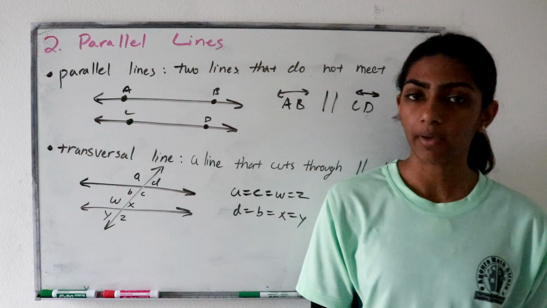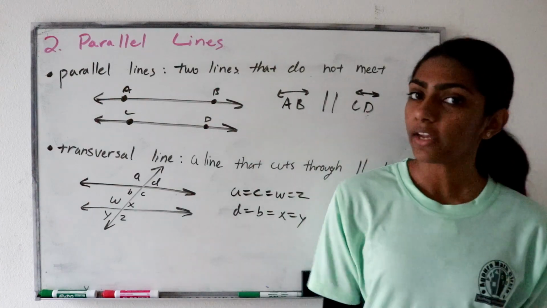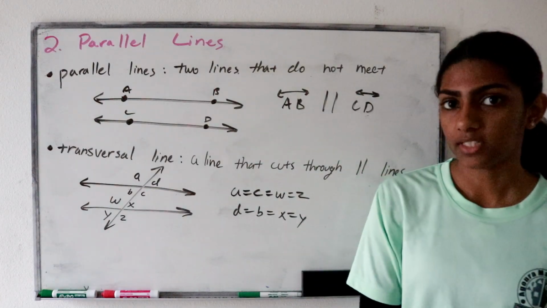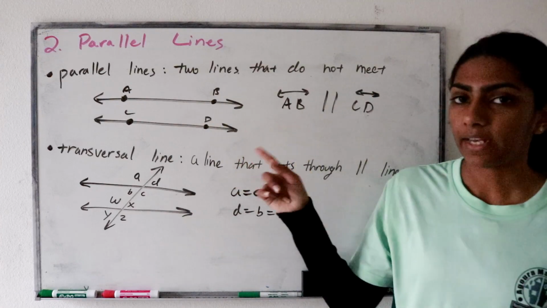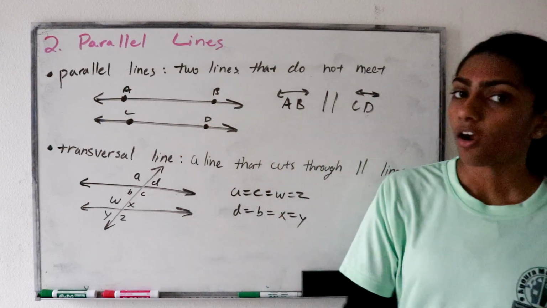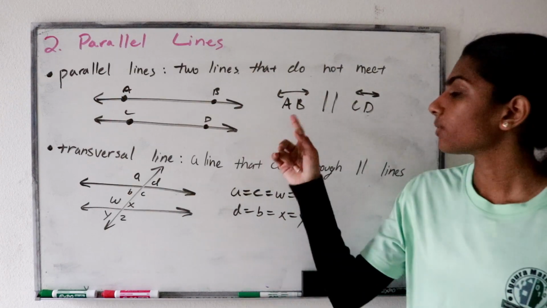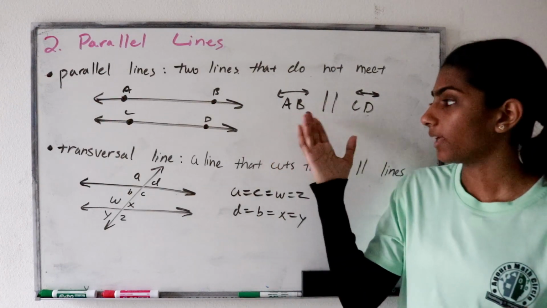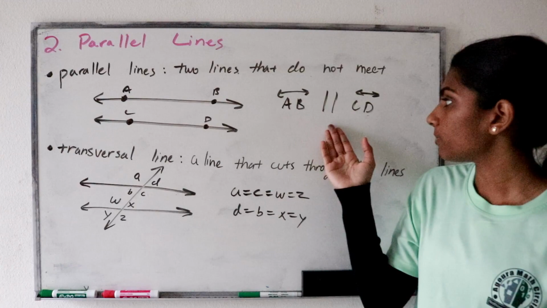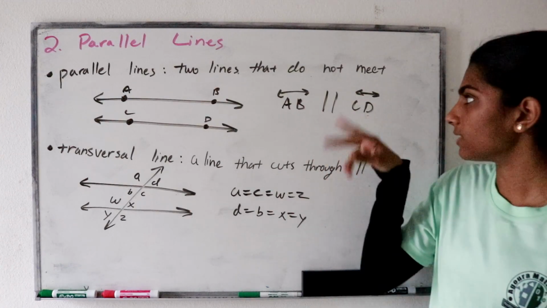So now let's move on to parallel lines. So parallel lines are two lines that will never meet or intersect. So these two lines right here, line AB and line CD, are parallel. They're never going to meet or intersect at any point ever. So we notate it like this. Line AB is parallel to line CD, two lines.